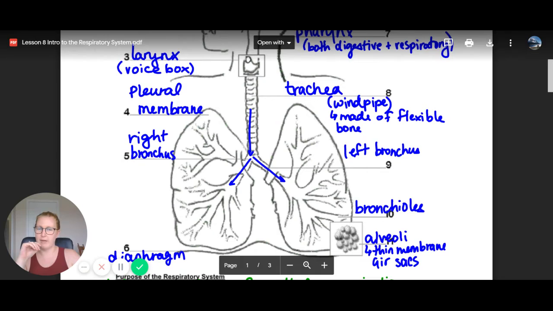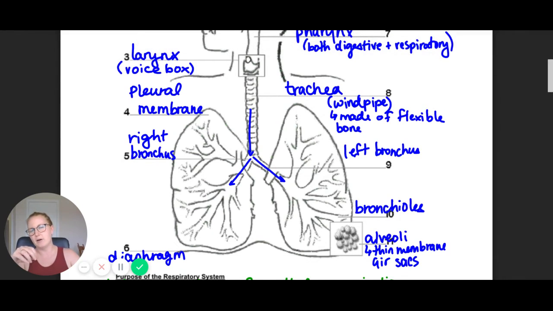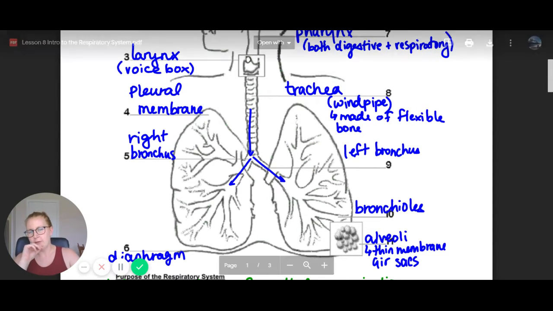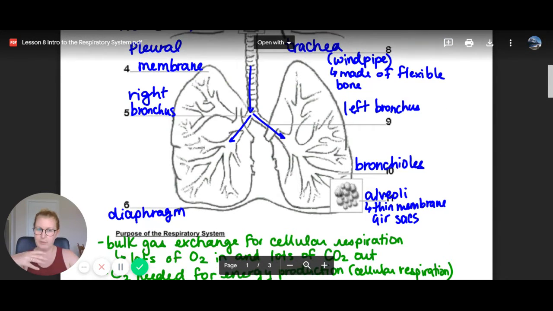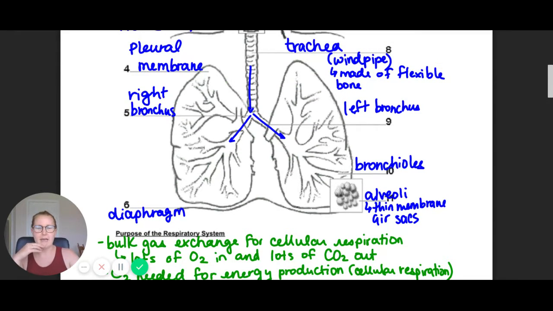Then we have also the right bronchus and the left bronchus. Those are the tubes that are going into, respectively, the right and left lungs. The plural is called the bronchi, so you might have heard it described as that. The bronchi on each side are going to then branch off into smaller bronchioles. And eventually, at the end of the bronchioles, we find these little air sacs, which are called alveoli.